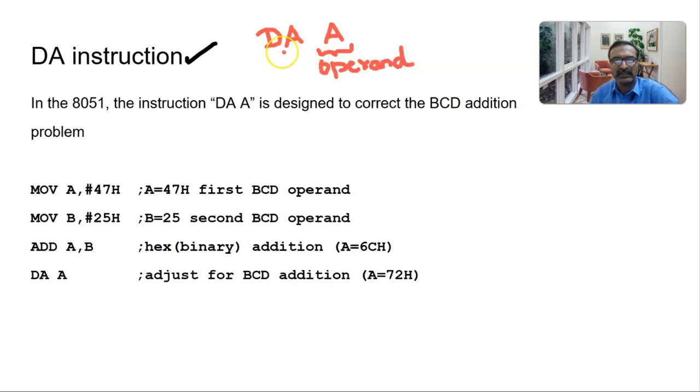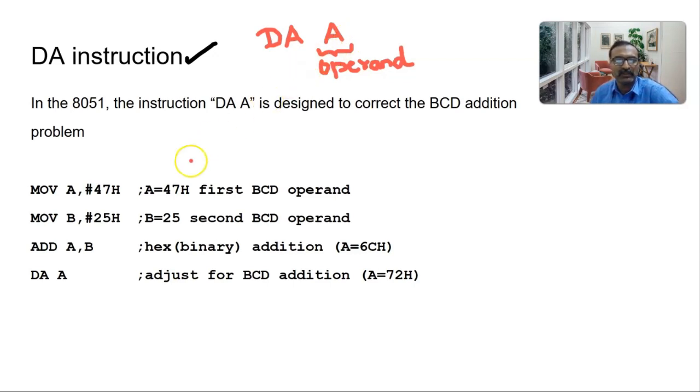and this DA stands for decimal adjust. Decimal adjust for BCD addition. So if you are asked to do BCD addition, definitely you have to use DA instruction, and the syntax is DA space A. So it will work on the accumulator. So if you want to do the decimal adjust for BCD addition, your result should be in the accumulator.